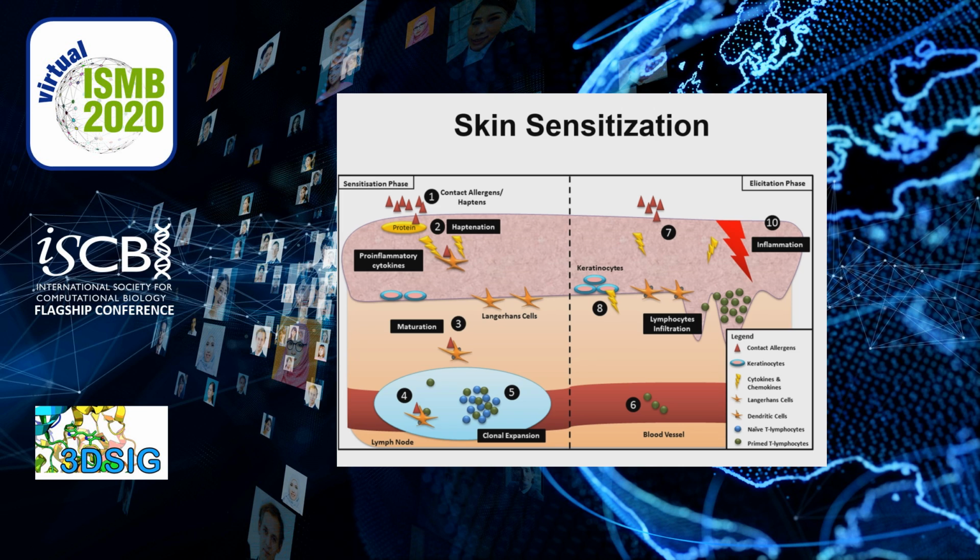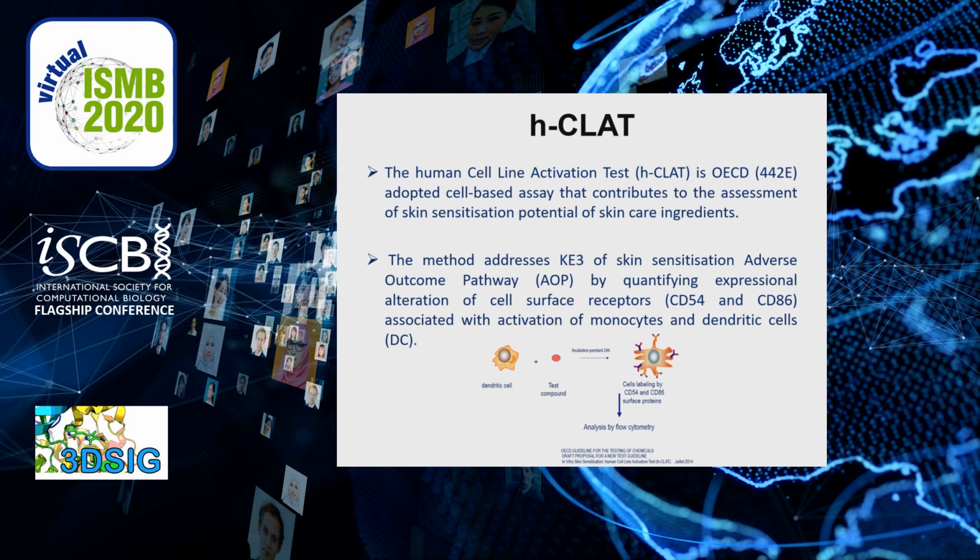Here we are talking about, out of all those pathways, key event 3. And the key event 3 experiment is known as the h-CLAT. So what exactly is h-CLAT? h-CLAT is a human cell line activation test, and this test is recommended in OECD guideline number 442E. It is a cell-based assay that contributes to the assessment of the skin sensitization potential of skin care ingredients. As I said, it's key event 3 of skin sensitization, which is the adverse outcome pathway for skin sensitization.